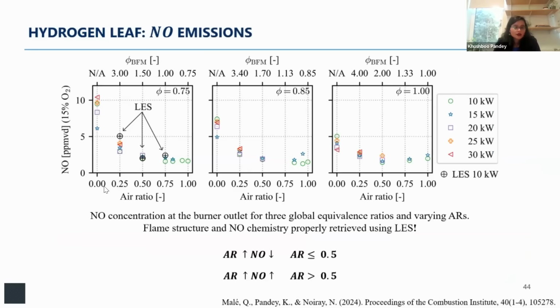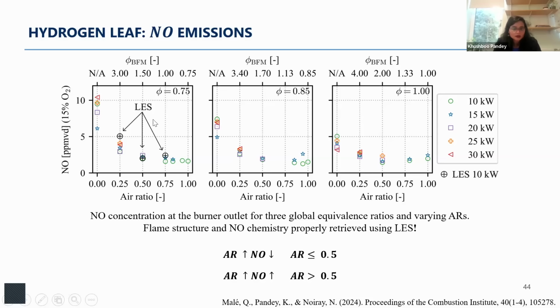The NO emissions, if we look from left to right as a function of AR ratio for different powers and different global equivalence ratios, show a trend of reduction in the NO. That was quite similar across all global equivalence ratios, from 0.75 to 1. One thing that is peculiar to notice, across all global equivalence ratios, is the NO concentration. The NO concentration decreases when we increase the AR ratio. So when we are going from 0 to 0.5, it decreases, and from 0.5 onwards, it starts to increase a little bit.